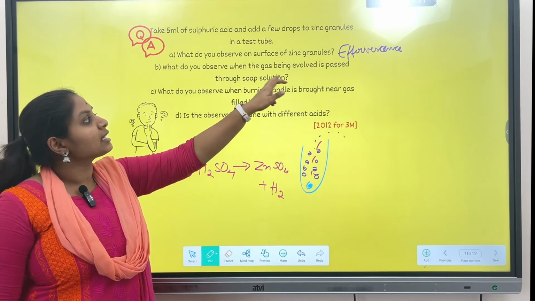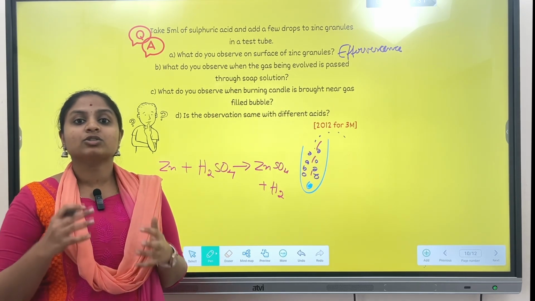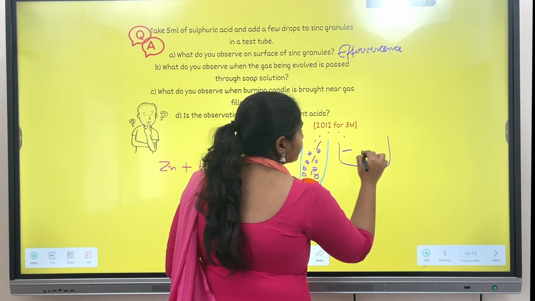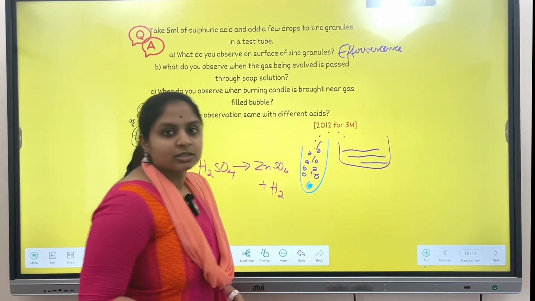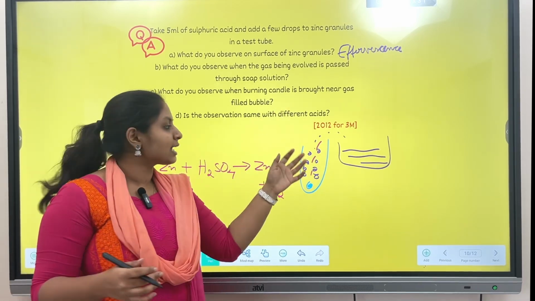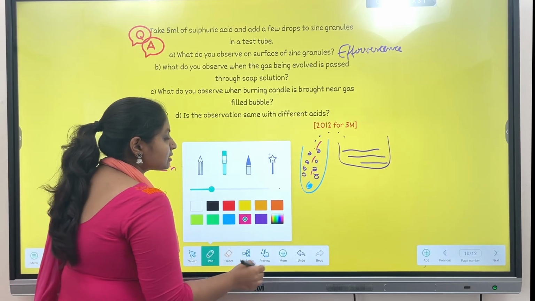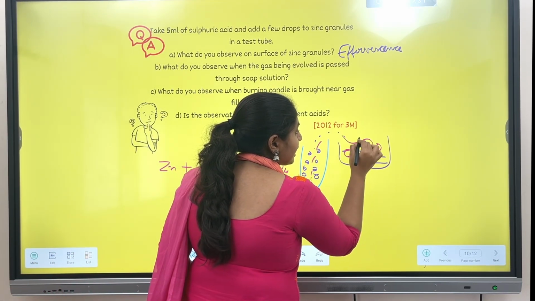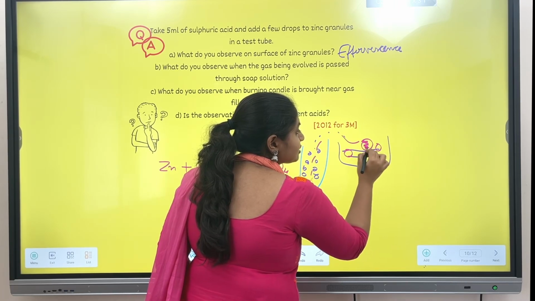What do you observe when the gas being evolved is passed through soap solution? Let's say I pass this through a soap solution. So what will happen? Soap solution already has bubbles. So when gas is formed, this gas will get absorbed inside the soap bubble. Say I had soap bubbles like this. This gas will go and get filled inside the soap bubble.